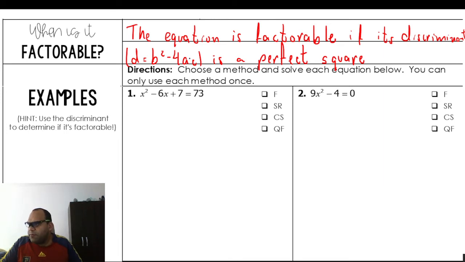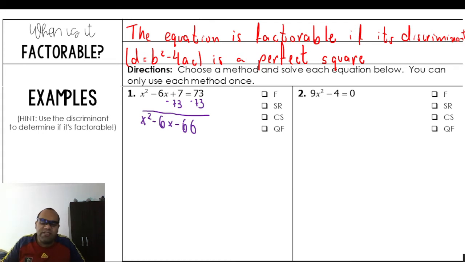Guys, here we have this number. Let's first move 73 by its opposite, negative 73. We add together and get x squared minus 6x minus 66, because 7 plus negative 73 equals negative 66, and equals 0.